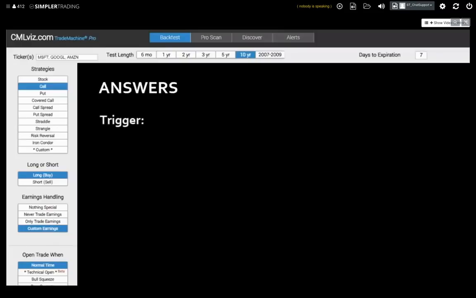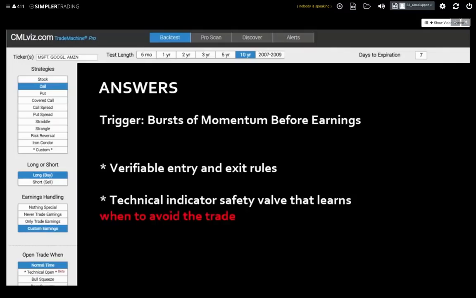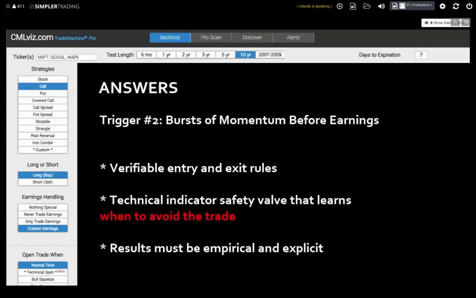We're going to look at one of the most remarkable phenomena we have ever seen in retail or institutional finance, which has persisted over the last 15 years, 2 bear markets and a bull market. But if this phenomenon exists, we need to prove it. There must be verifiable entry and exit rules. There must be a technical indicator safety valve that learns to avoid the trade when the market changes direction, and the results must be empirical and explicit.